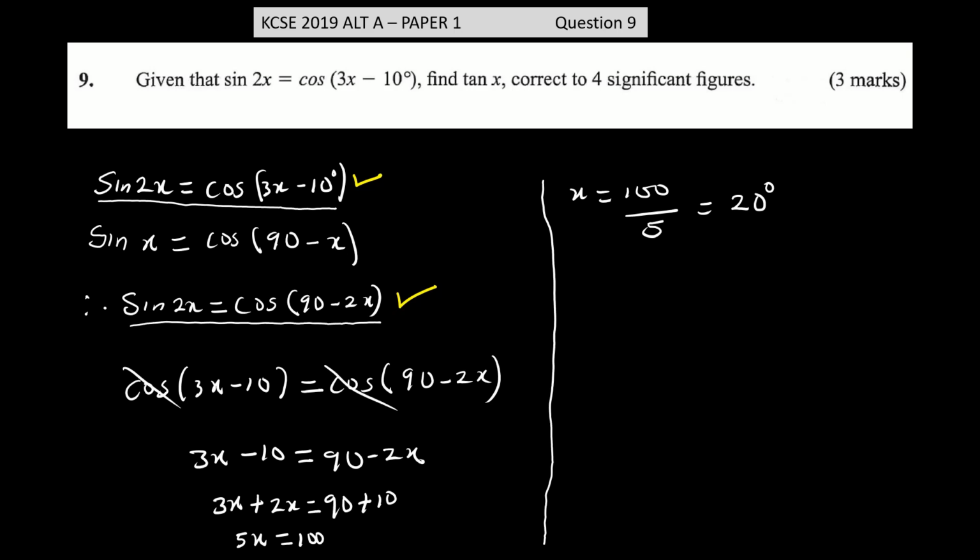Now to find tan x, that will be tan x equal to tan 20 degrees. And tan 20 degrees, if you check your 4-figure tables, the answer is 0.3640. That is to 4 significant figures.